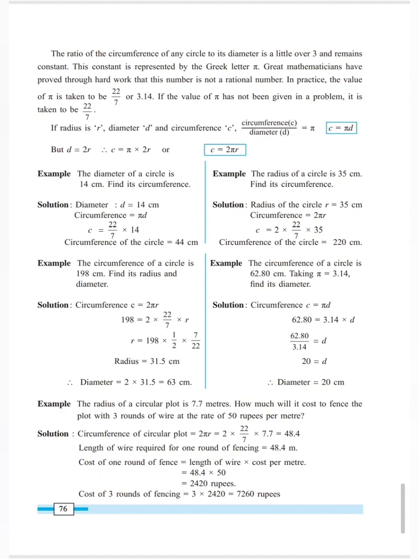Now sometimes you will be given the value of pi. Sometimes it will be mentioned in the example, use the value of pi is equal to so and so. That same value you have to use. You cannot use of your own choice. Like in this example, it is given taking pi is equal to 3.14, find its diameter. Now you cannot use the value of pi is equal to 22 upon 7. You will cut out your marks in that case. Therefore, we will solve this example with the help of value of pi is equal to 3.14.